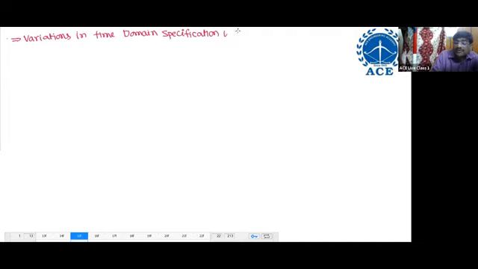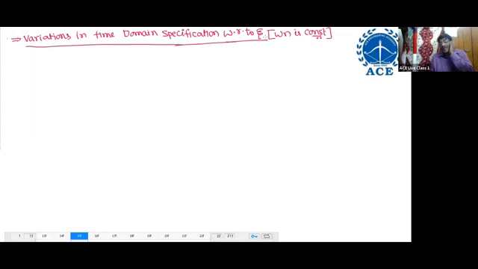With respect to zeta, omega n is constant. We are not changing omega n, only zeta. Zeta changing means R changing. What does zeta tell? Zeta equals R by 2 root of C by L. C and L do not change, just R increases.